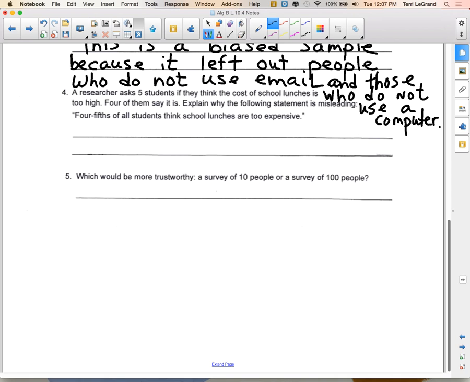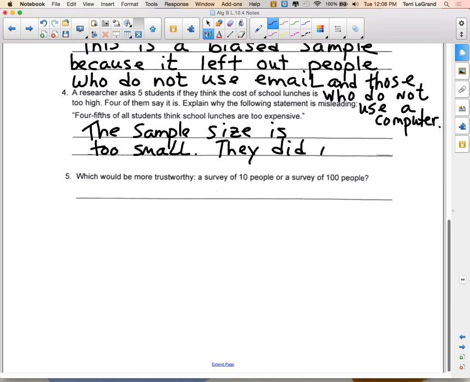Okay, a researcher asked 5 students if they think the cost of school lunches is too high. 5 students. 4 of them say it is. Explain why the following statement is misleading. 4/5 of all students think school lunches are too expensive. Yeah, the sample size is too small. They did not sample enough students to make that conclusion.